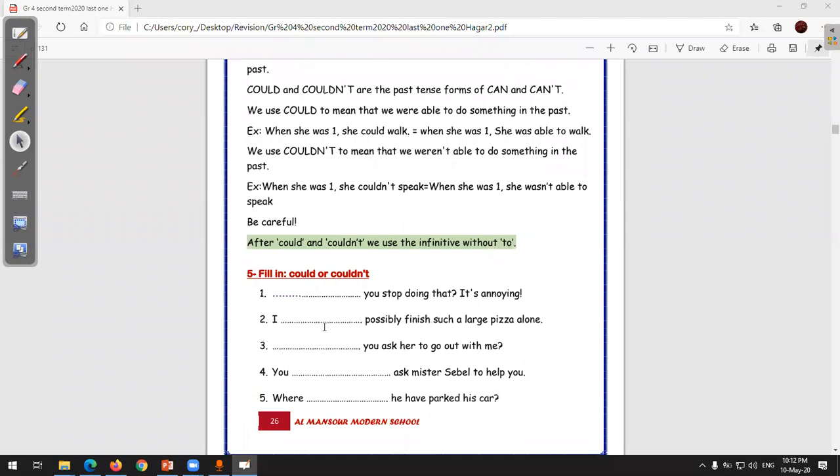Remember when we fill these blanks? Could and couldn't. Could you stop doing that? It's annoying. Here, could is used for requests. Yes. We use could.